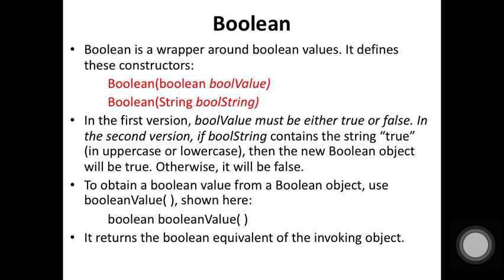Like that, we have Boolean. There we can have two constructors with the name Boolean, followed by a boolean value, or the next constructor may accept a string value. So if you are passing a boolean value, either true or false, the first one is valid, and if you want to pass any information as a string within double quotes representing true or false, in upper or lower case, the second constructor will be invoked. In the same way, we can get the value of a Boolean by means of the booleanValue method.